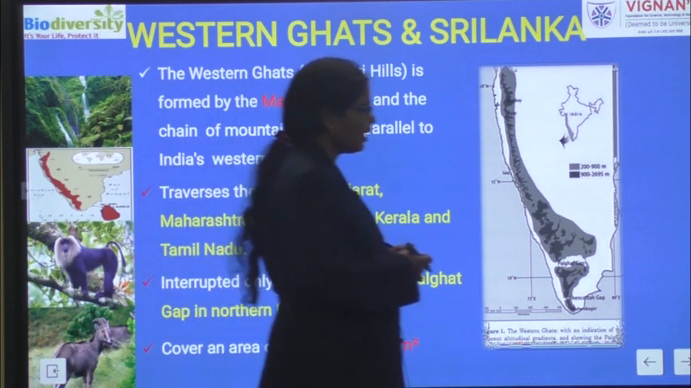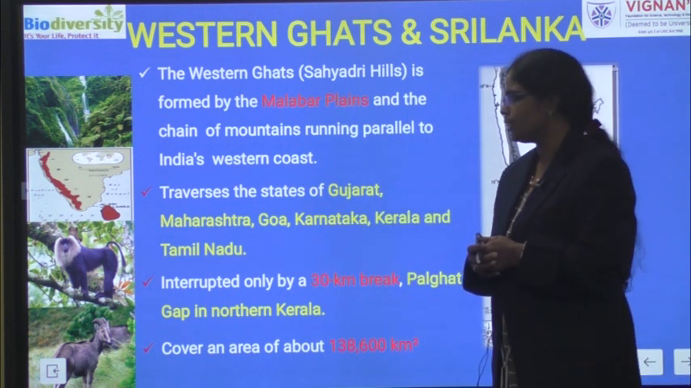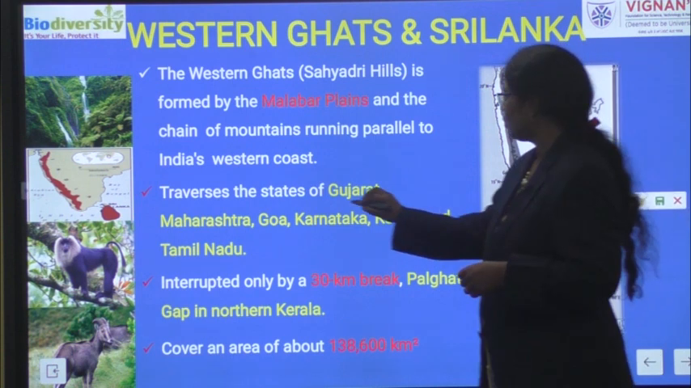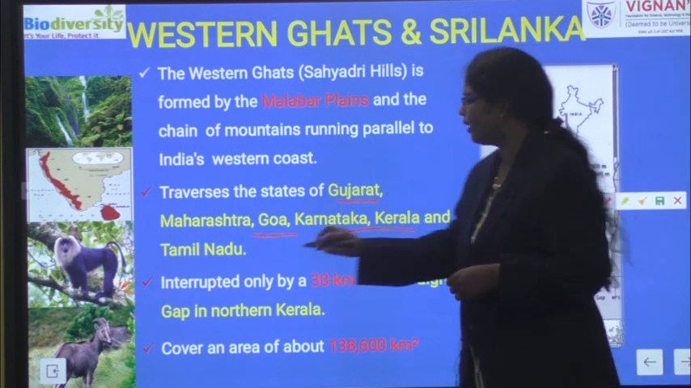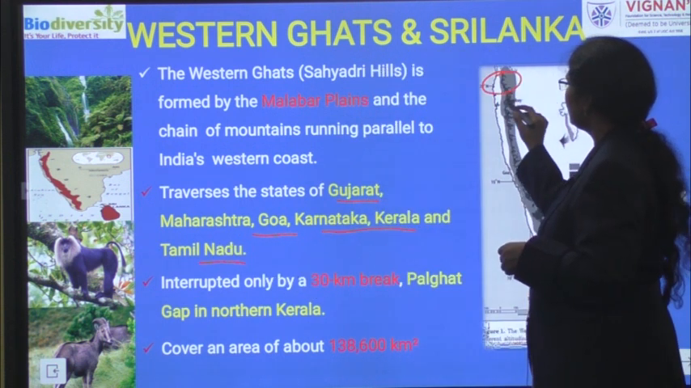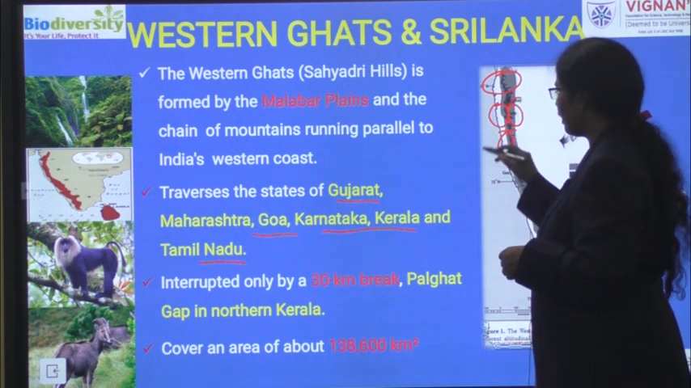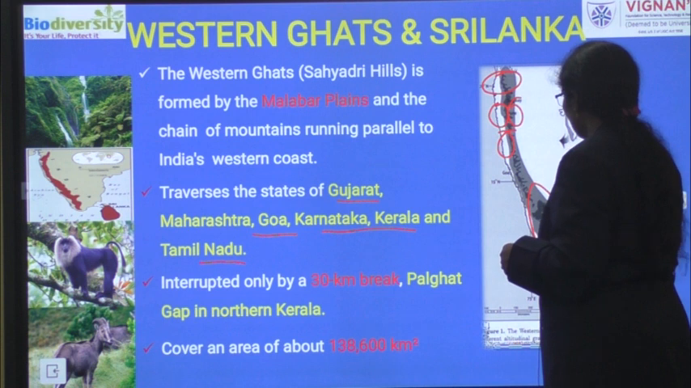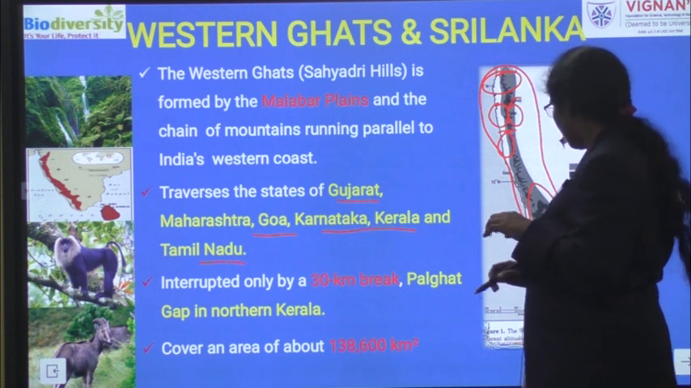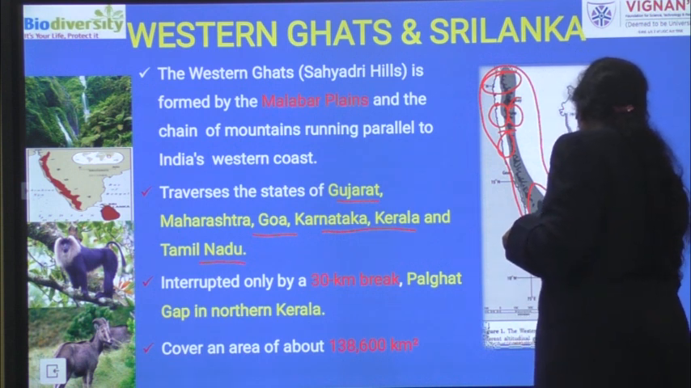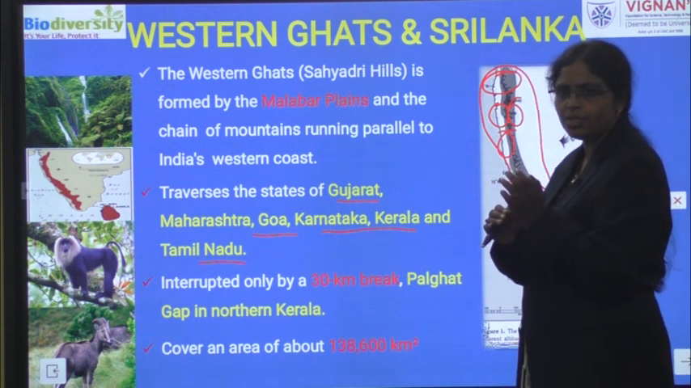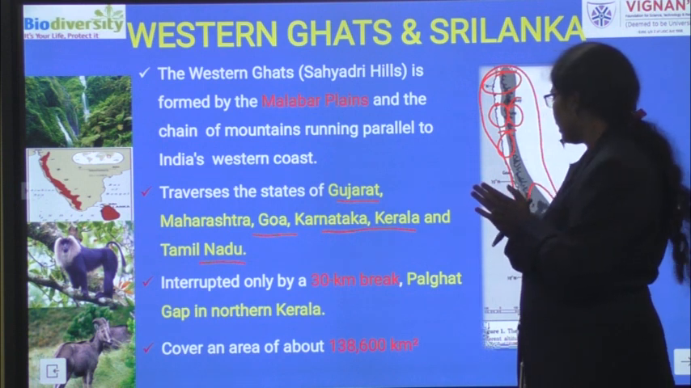Now we will see the Western Ghats region. This Western Ghats region occupies the states Gujarat, Maharashtra, then Goa, Karnataka, Kerala and Tamil Nadu. So the western region starts from here, Gujarat, then Maharashtra, Goa, Karnataka, then Kerala. So the entire region is occupied by this hotspot region. And here is one more region, Sri Lanka, which also comes under this entire biodiversity region, both Western Ghats as well as Sri Lanka.